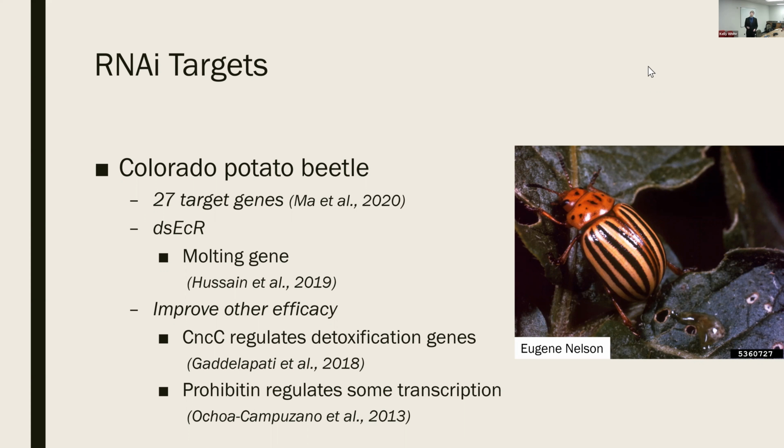Another example of this is prohibitin, which regulates transcription of a number of genes and has a role in mitochondrial function in Colorado potato beetle. And when it is silenced, it actually leads to an increase in the efficacy of the Cry3AA BT protein against those individuals.